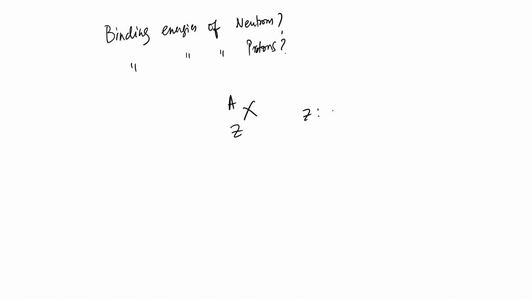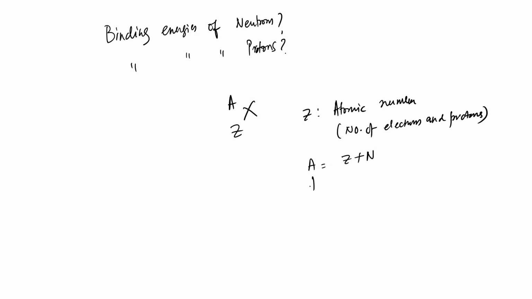And the nucleus consists of neutrons and protons, and for an atom written as ZXA, Z is called the atomic number, and this atomic number means the number of either electrons or protons, and A is the mass number, which is equal to Z plus N. A is called the mass number, and N is the number of neutrons.